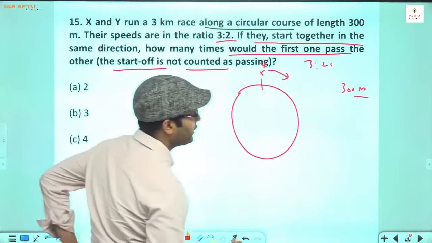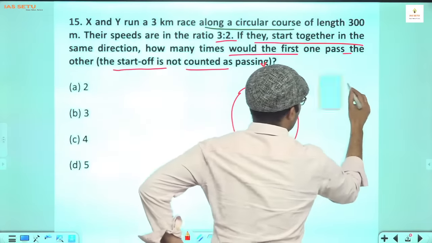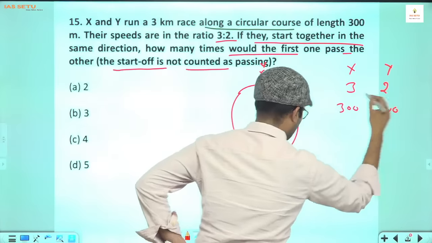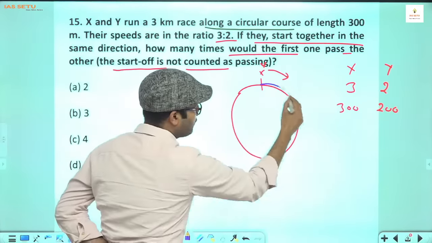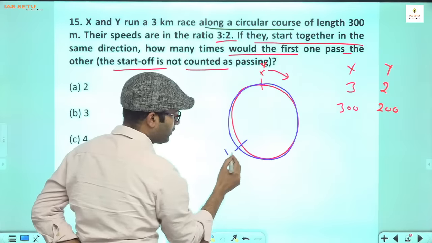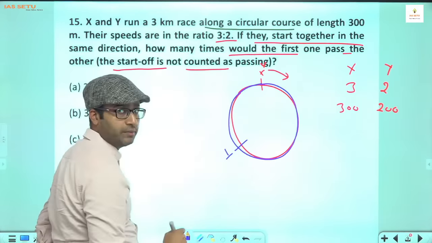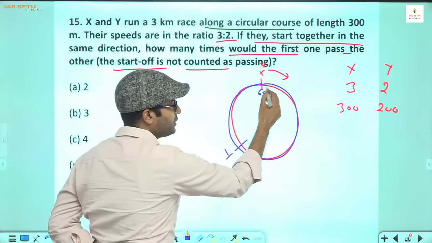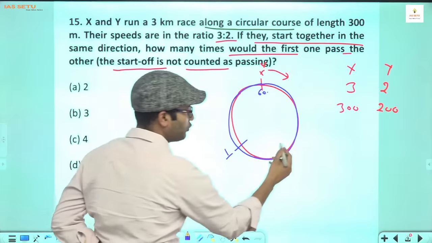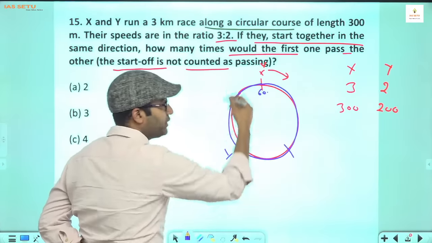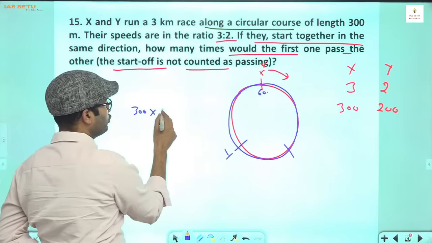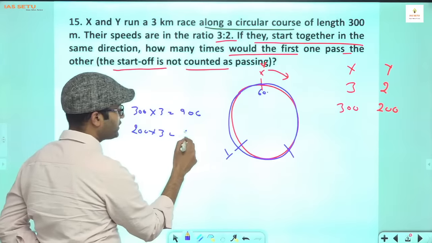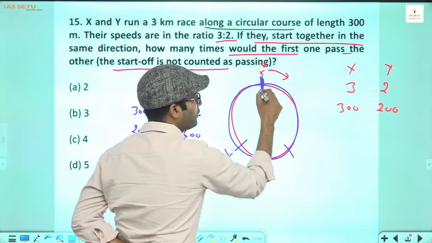So what is important here? The speed ratio is 3:2. When X covers 300 meters, Y will cover 200 meters. When X covers one round, Y will be here, 300 meters versus 200 meters. When X covers the second round, 600 meters, Y will cover a total of 400 meters. When X completes the third round, 300 into 3, 900 meters, Y will cover 200 into 3, 600 meters. So here both will be at the starting point.